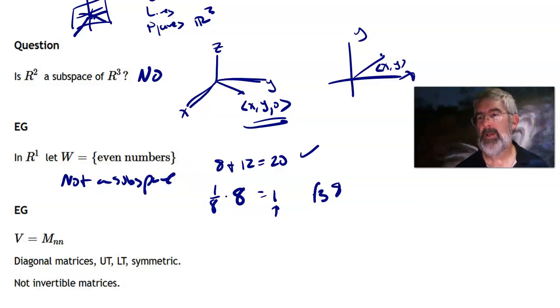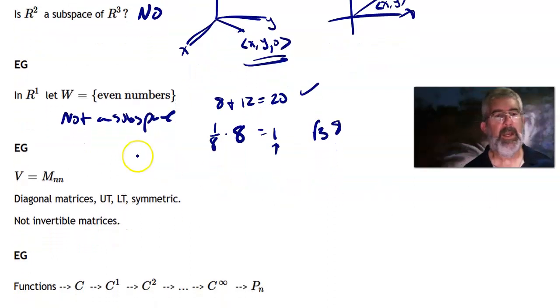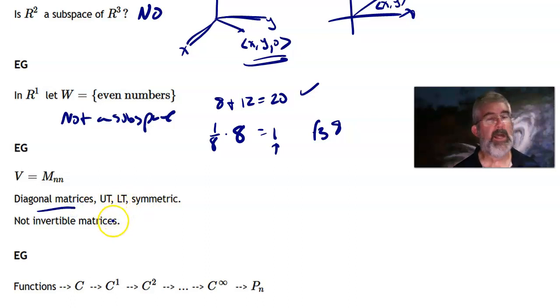Now, when I look at vector spaces, the vector space of, let's say, n by n matrices, so square matrices, there are several subspaces of note. In particular, diagonal matrices. If you add 2 diagonal matrices, you're going to get another diagonal matrix. If you multiply a diagonal matrix by a scalar, it's still diagonal, right? So those satisfy axioms 1 and 6, and diagonal matrices are a subspace of the space of n by n matrices.